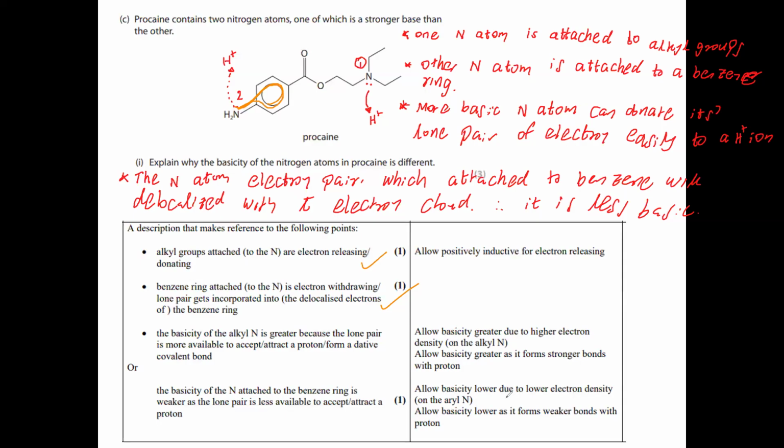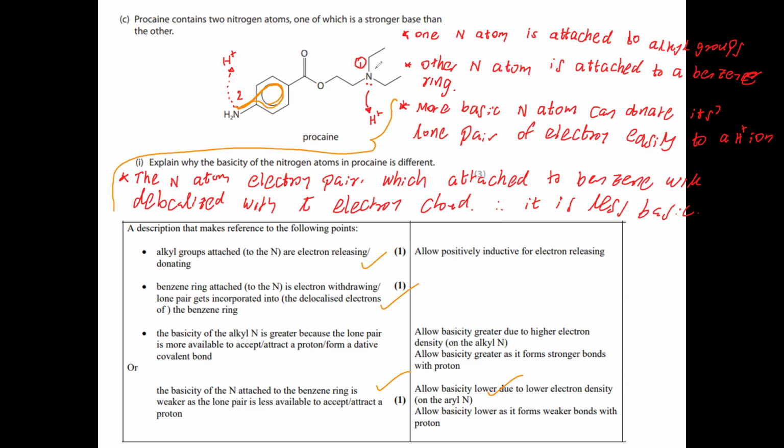Why? Because of lower electron density, it has lower basicity, as it forms weaker bonds with a proton. So its electron density is less. We say the nitrogen electron pair attached to the benzene ring will delocalize with the pi electron cloud, therefore it is less basic. The more basic nitrogen can donate the electron pair easily. So both these points will cover the third point they ask for in the answer. If you write this answer, you get all 3 points.